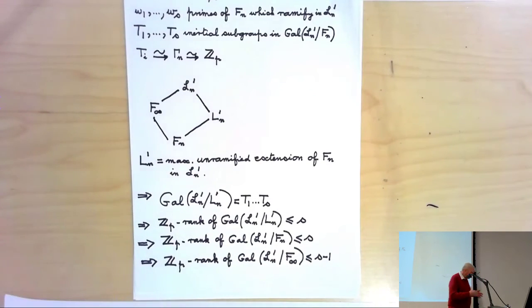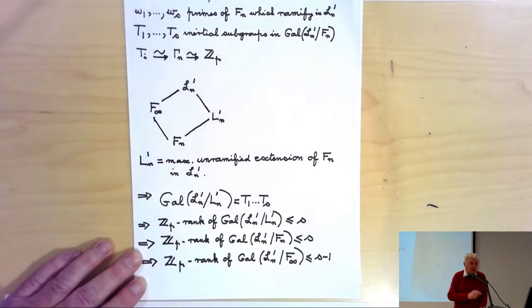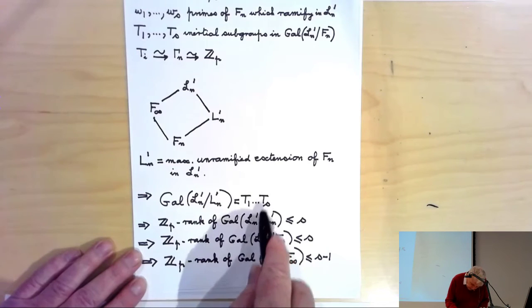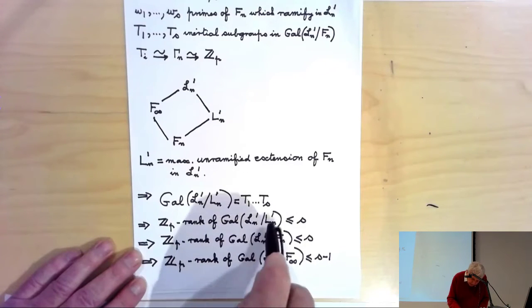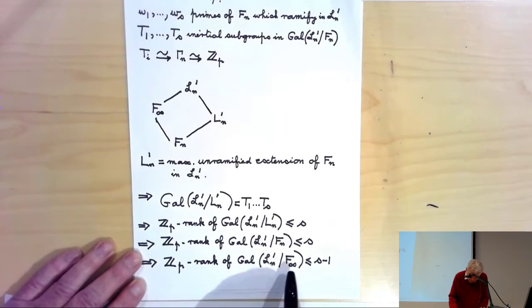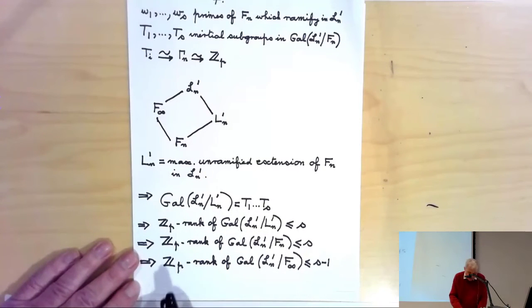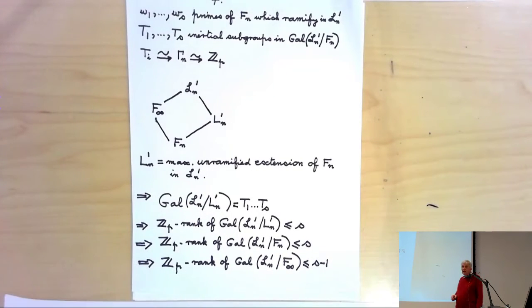And of course, we don't know whether these inertial subgroups are independent or not, but what is obvious, since there are just S of them, is that it follows therefore that the Zp rank of the Galois group of curly Ln prime over Ln prime is at most S. But since the Galois group of Ln prime over Fn is finite, this tells me in fact that the Zp rank of the Galois group of Ln prime over Fn is at most S. And then since the Galois group of F infinity over Fn has Zp rank 1, we conclude that for all n greater than or equal to n naught, the Zp rank of the Galois group of Ln prime over F infinity is at most S minus 1.